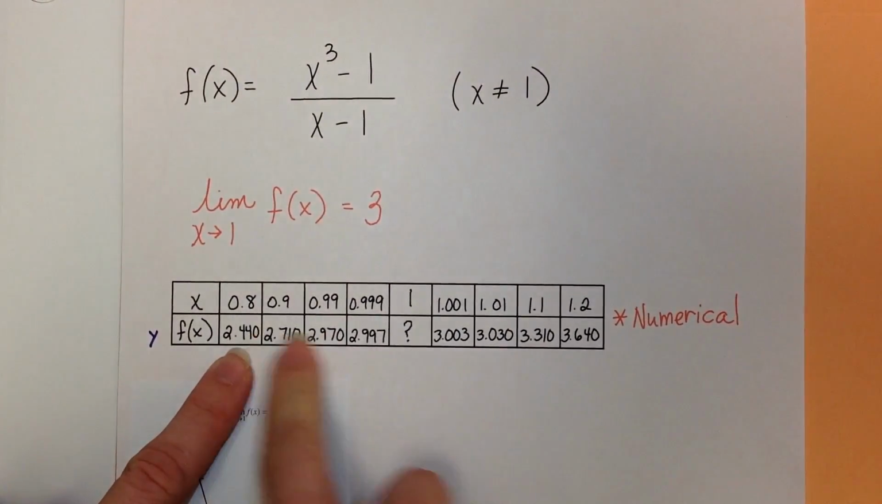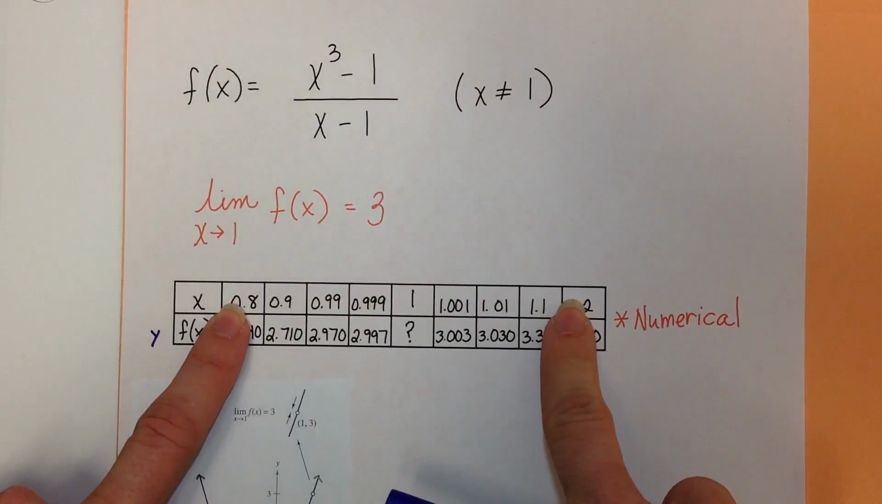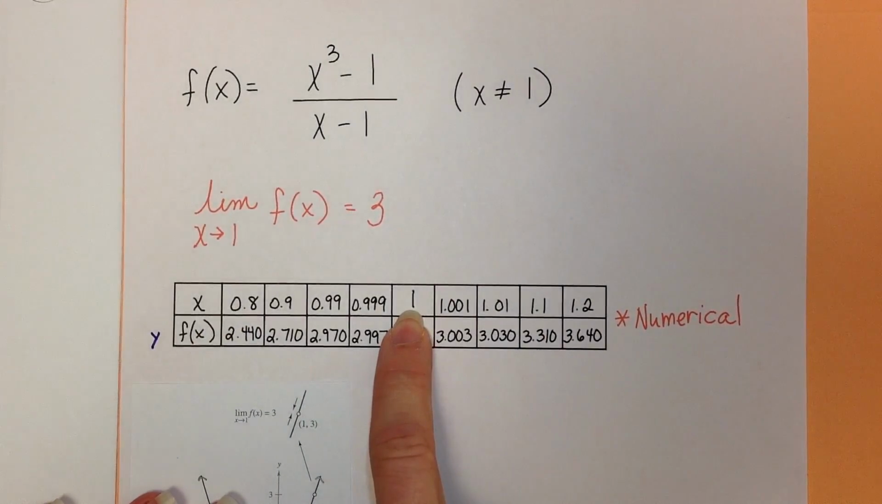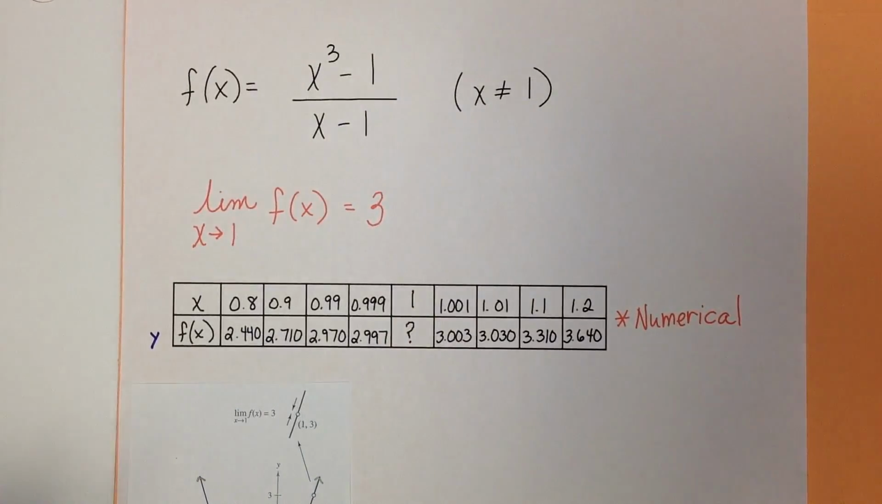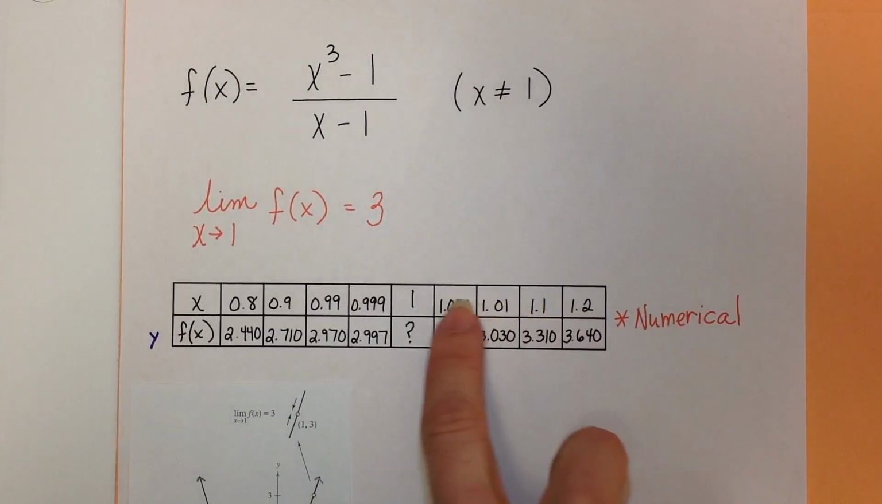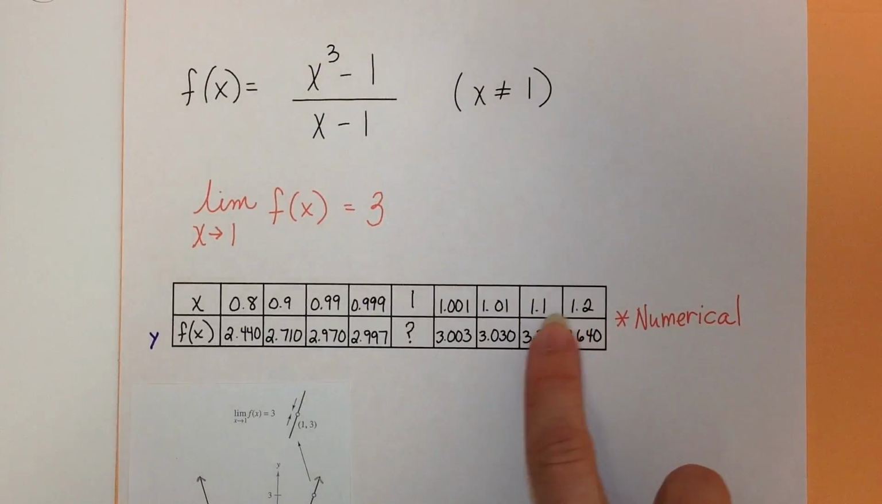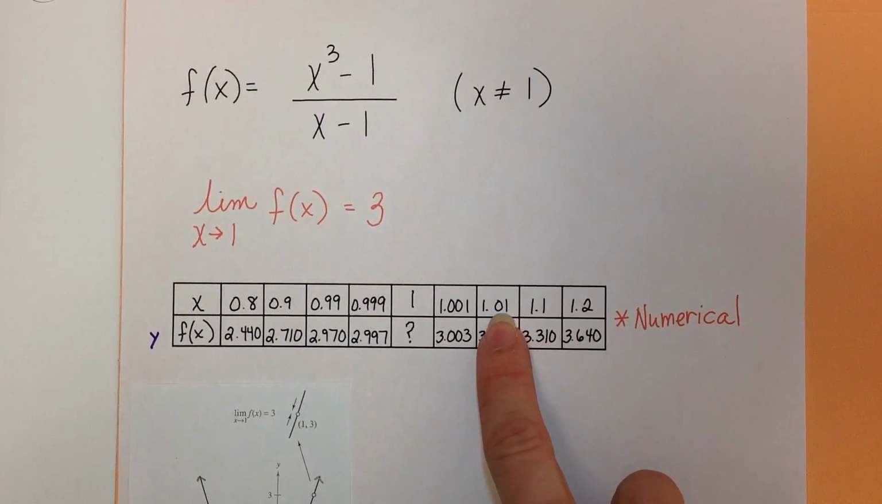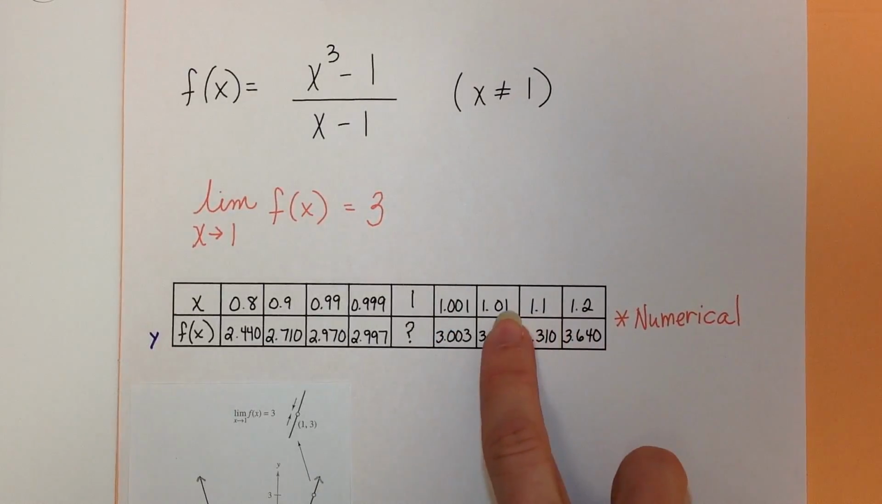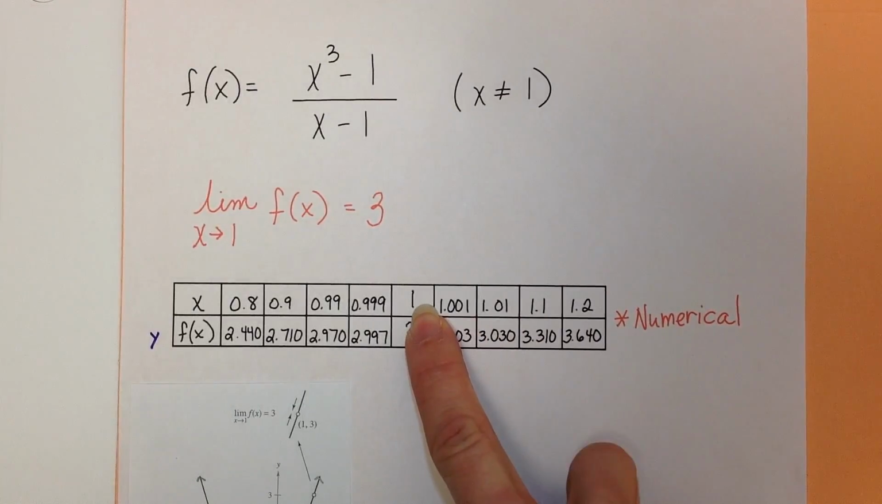Okay, so these are y values, these are x values. If you're talking about getting close to 1 from both sides, from either side of the function, you've got to use small numbers. If you look at the numbers coming in on this side, you've got 1.2, 1.1, 1.01, 1.001. These numbers are still very close to 1.